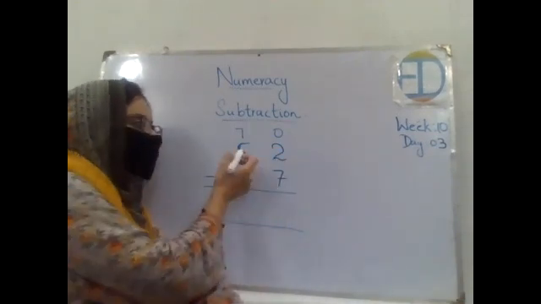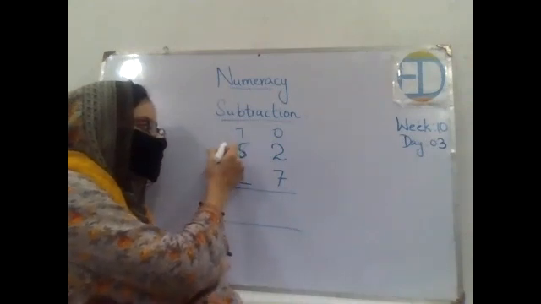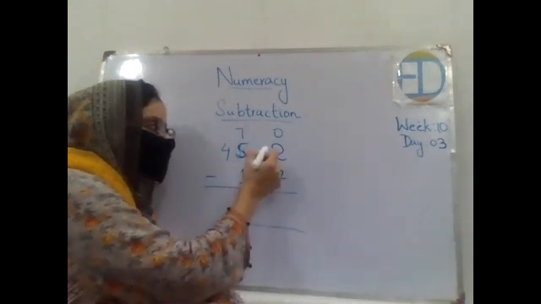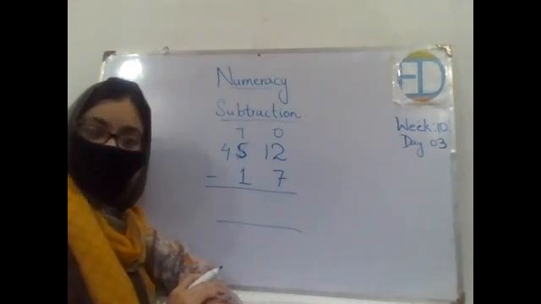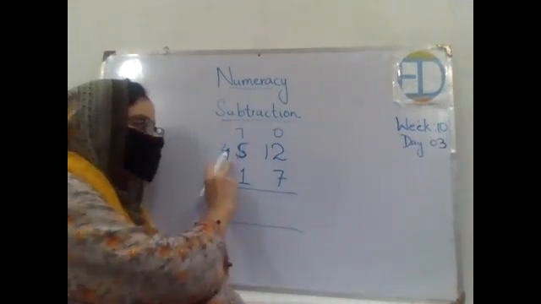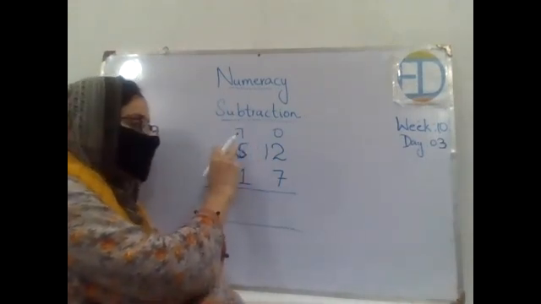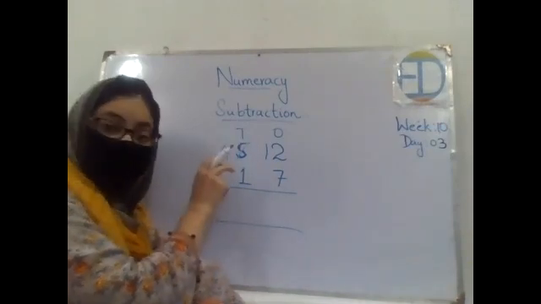So what we will be doing, we will take a borrow from here. So this will turn into 4 and this will turn into 12. Very simple, right? You will just put 1 before that number and you will minus 1 from this number, right?